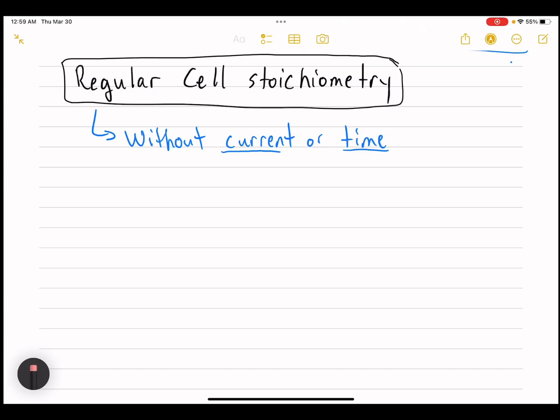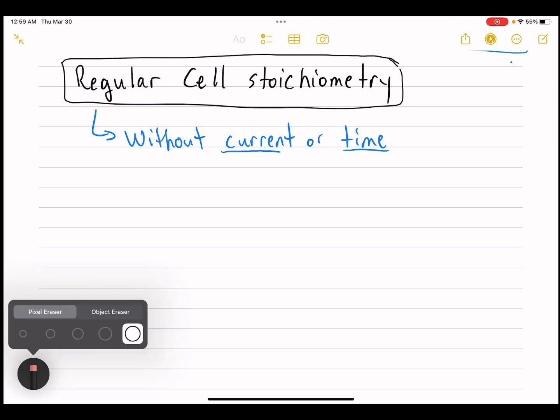The last part we're going to do here is something called regular cell stoichiometry. That's really using redox reactions that are happening in the entirety of an electrochemical cell, but there's no mention of current or time. And so the steps that we're going to be using to solve these are as follows.